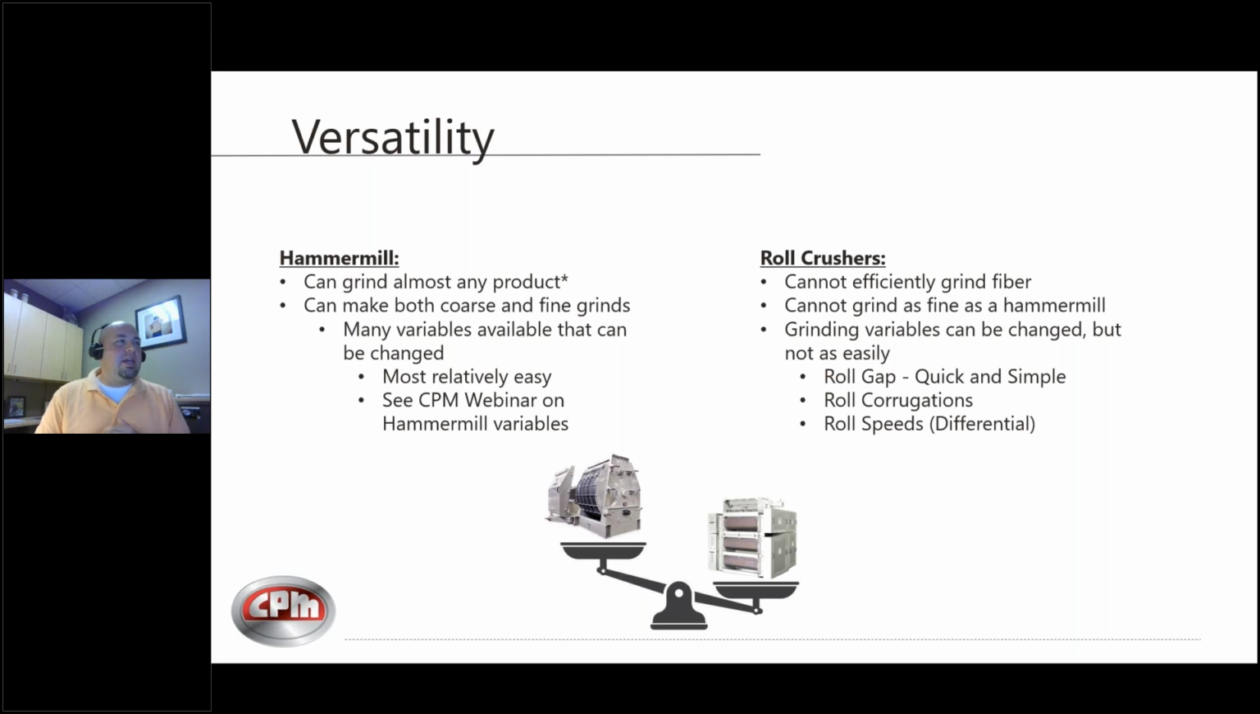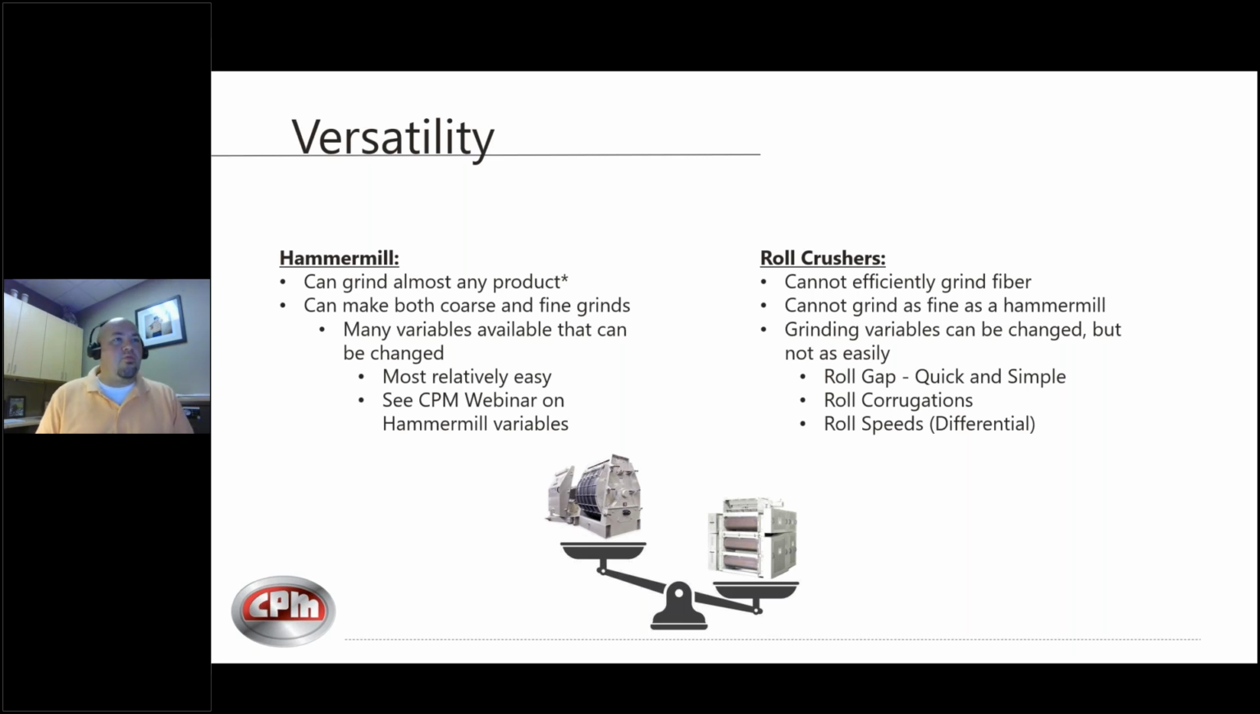But with the versatility, hammer mills can make both the coarse and a fine grind, like I talked about at the beginning. If you've had a chance to watch my webinar on hammer mills and the different variables that come into play, you can see there are a lot of settings that you can change in the setup of that machine to get either a coarse grind or a fine grind. So there is a lot of versatility there, but there is still going to be a difference in energy costs and a few other variables.